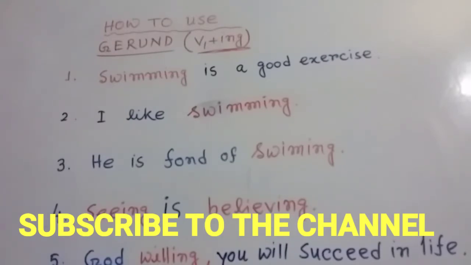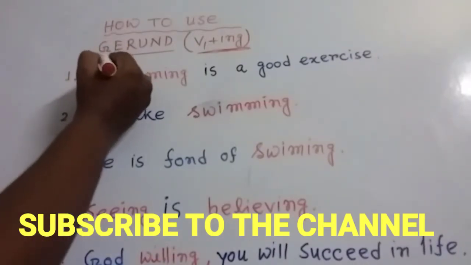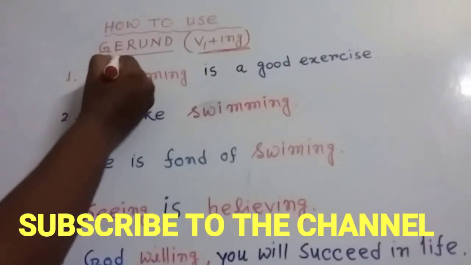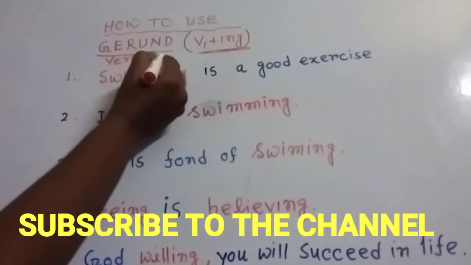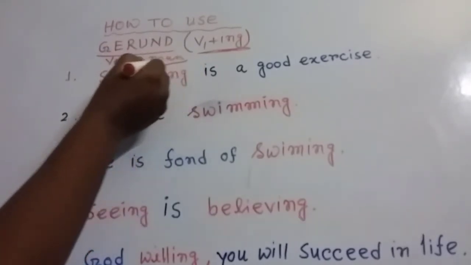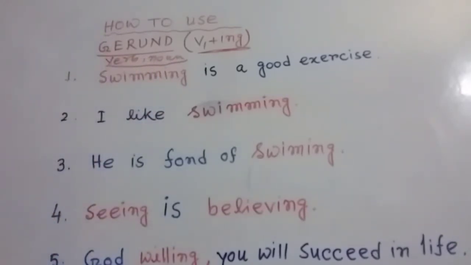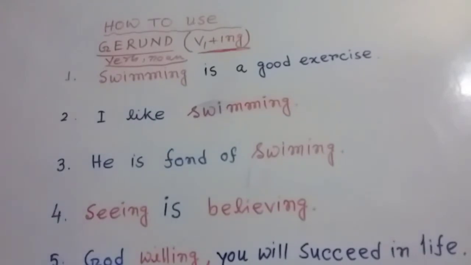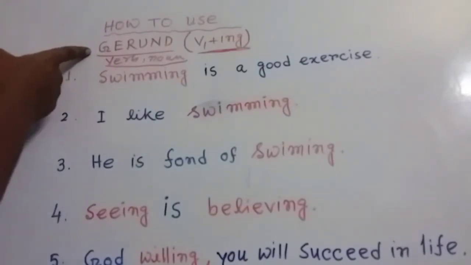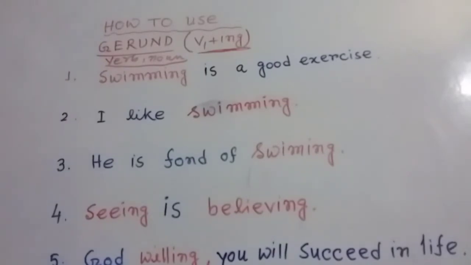Now, my dear friends, as you know, gerund is the verb noun. That means it has the characteristic of a verb and also the characteristic of a noun. That's why it is called verb noun or verbal noun, and the basic form is verb with ing. Now, my dear friends, this is basically used as a noun in the sentence.